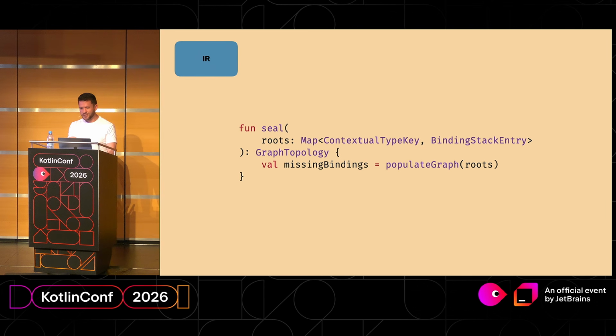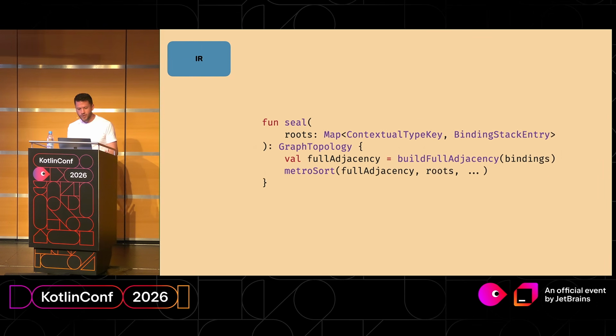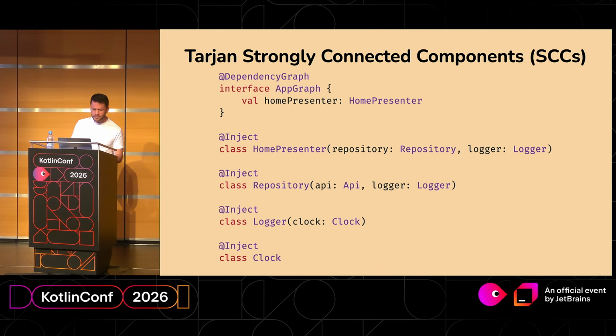And this is where we get into the real algorithms of what Metro is doing. So internally, this calls through to this Metro sort function, which in turn houses a DI-aware implementation of what's called Tarjan's strongly connected components algorithm. This is a classic algorithm for DAGs, often found in dependency injection or package managers, things like that.